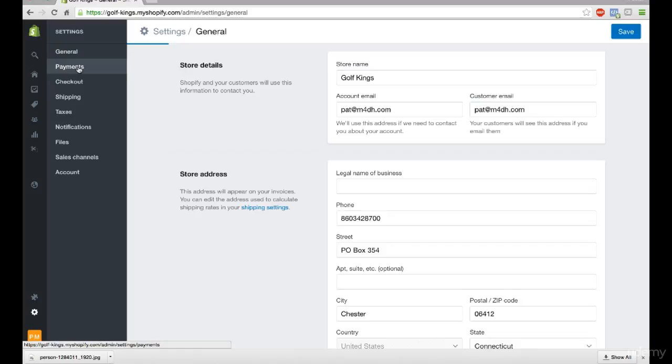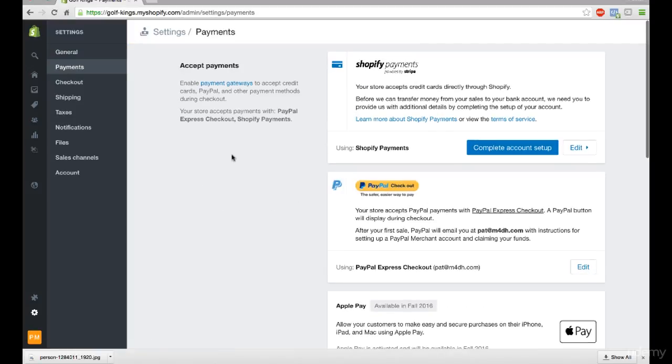Let's go to payments and take a quick look. This is what we're all about right now. Now, Shopify payments come by default. They're powered by Stripe. There's some pros and cons that come with it.